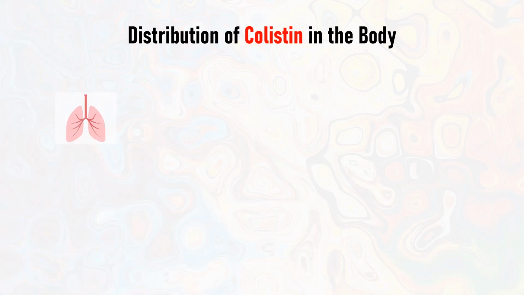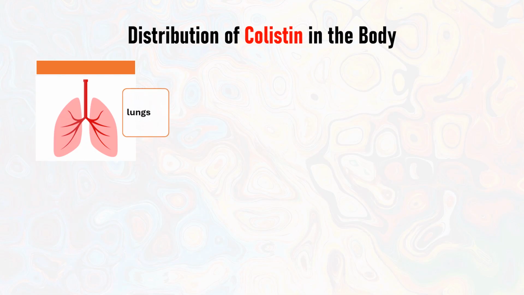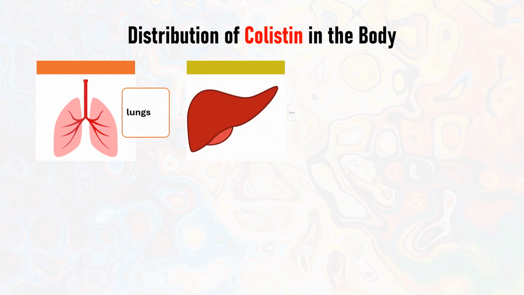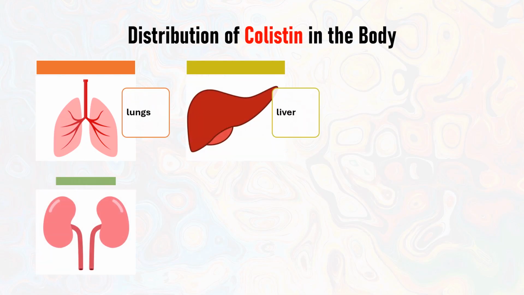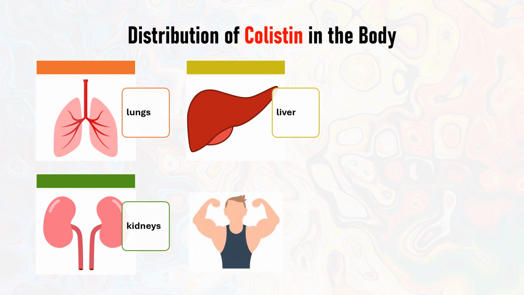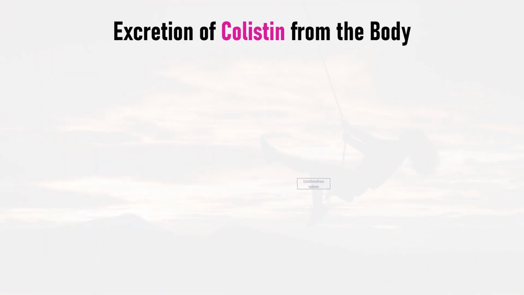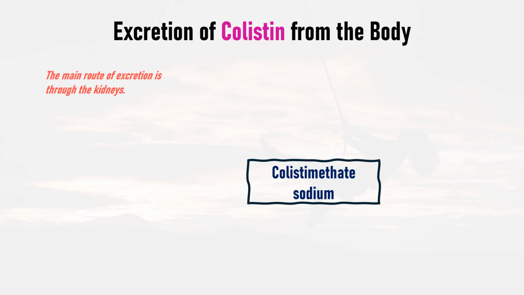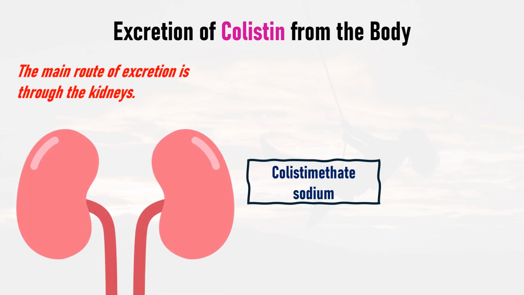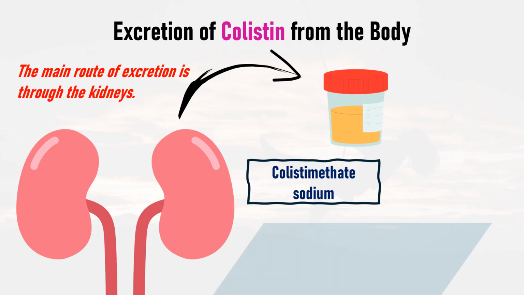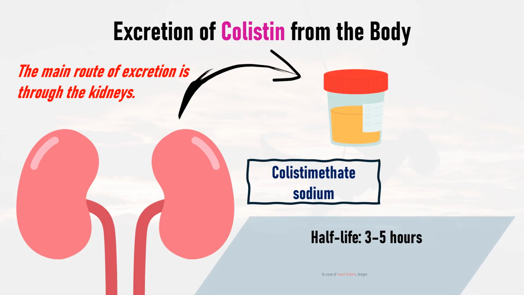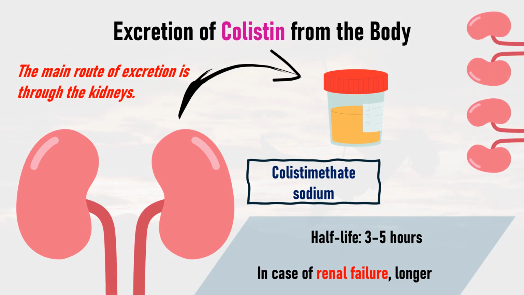Distribution of colistin in the body. After administration, the drug is distributed into body tissue, to lungs, liver, kidneys, muscle. However, penetration into cerebrospinal fluid is limited. Excretion of colistin from the body. The primary route of elimination is through the kidneys. Colistin-methate sodium is excreted primarily in the urine. The half-life is approximately 3-5 hours, but may be prolonged in renal insufficiency.